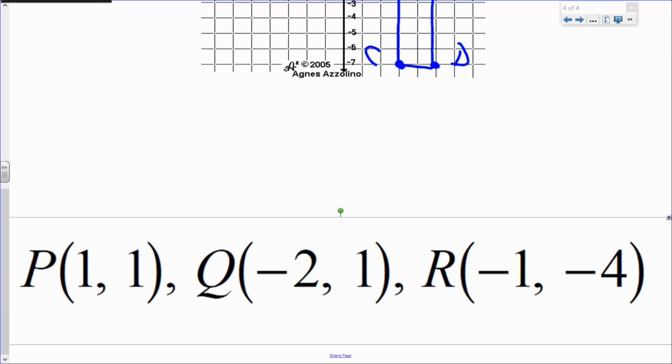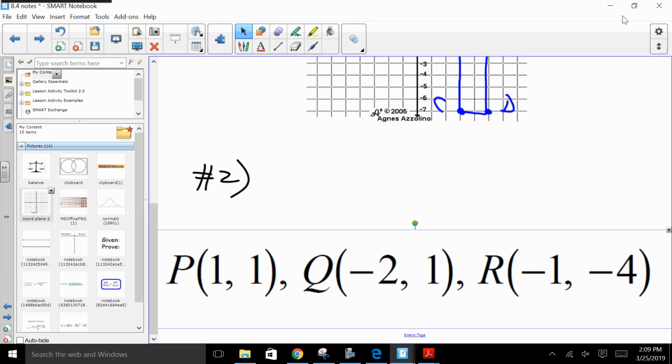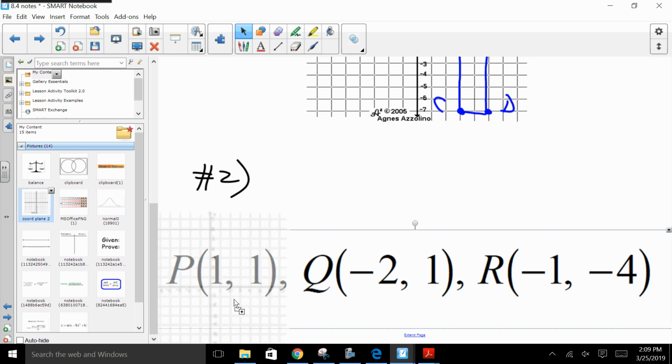We're going to do the same thing. We're going to find the area of this one, though. This is number 2. Let's go and plot these puppies. Let me get my graph paper. Here we are.